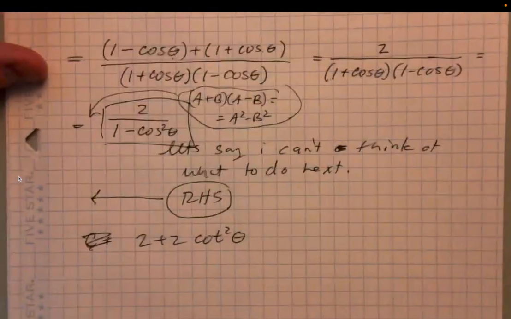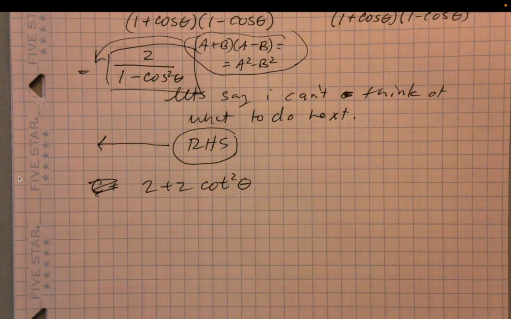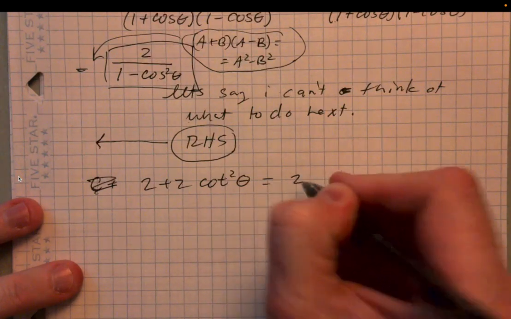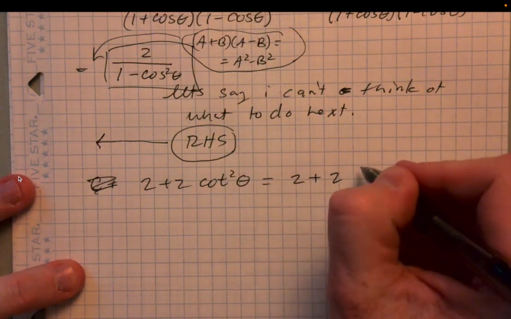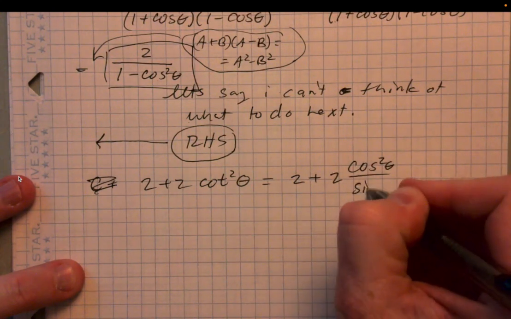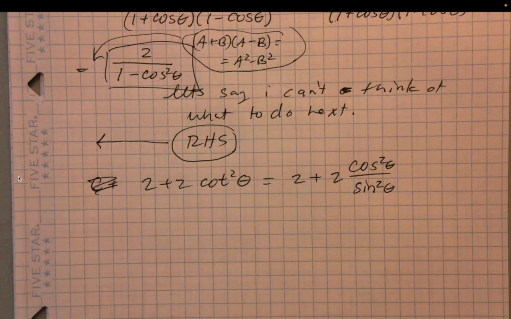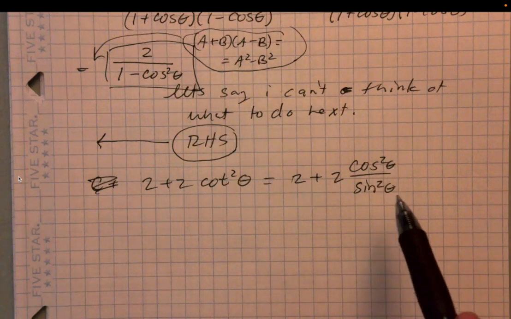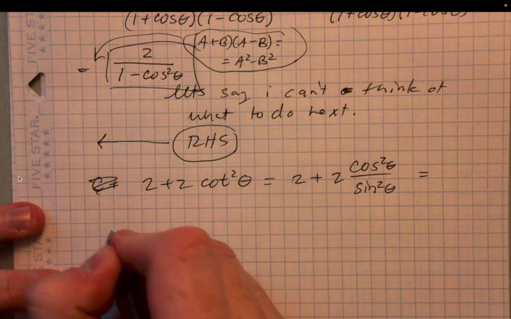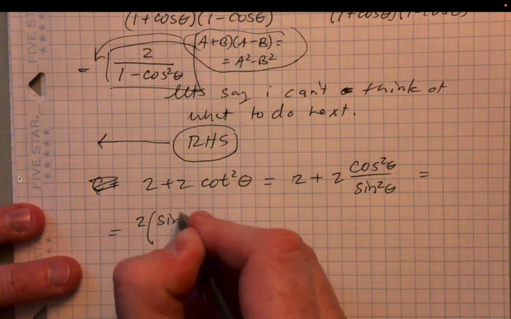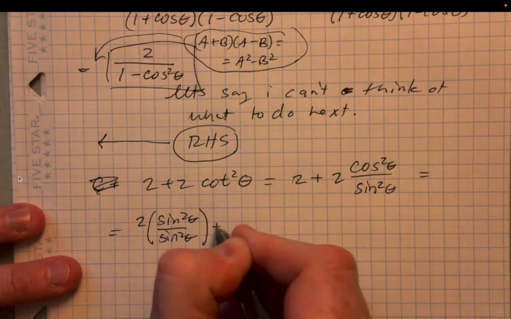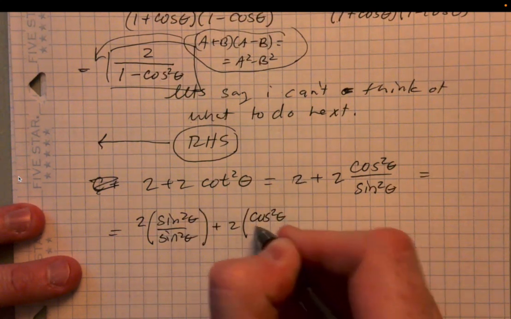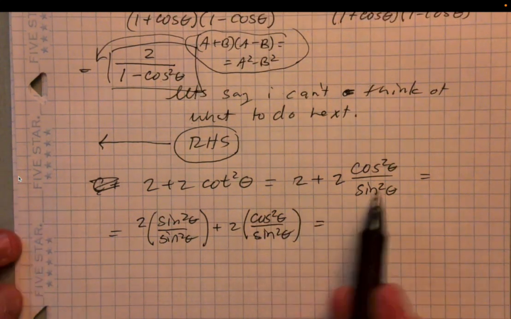Maybe I've got a lot of ideas about what to do with that. Well, one of the things I can do is write cotangent as cosine over sine. So this is really 2 plus 2 times cosine squared theta over sine squared theta. And maybe I can get a common denominator. I've got a term here with just the 2, and this other term that has a numerator and a denominator. So I could write 2 times sine squared theta over sine squared theta plus 2 times cos squared theta over sine squared theta.